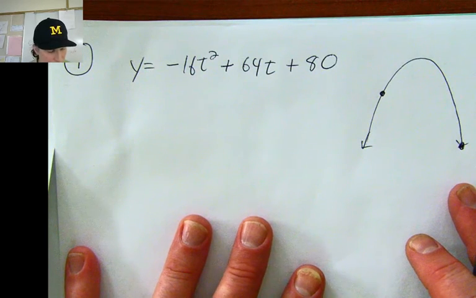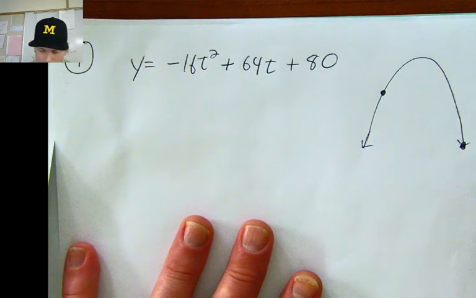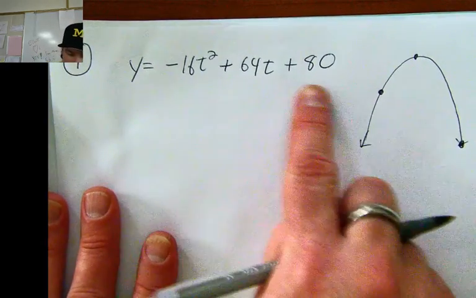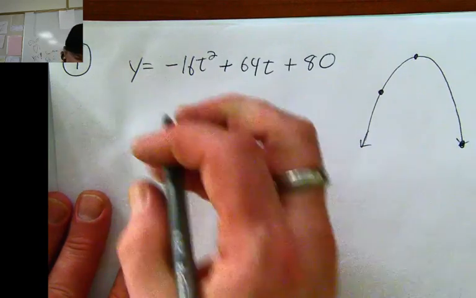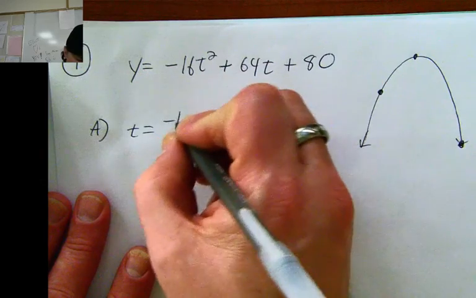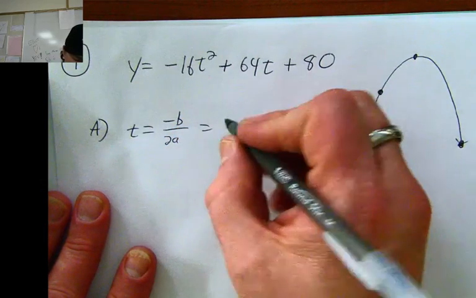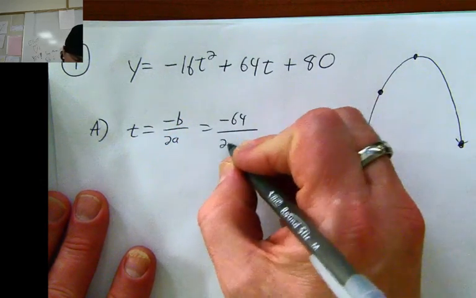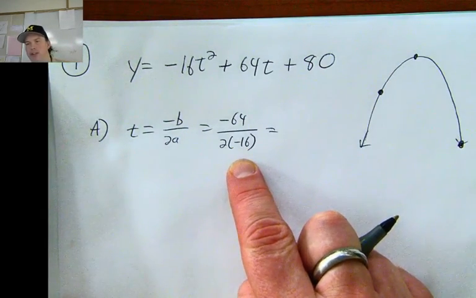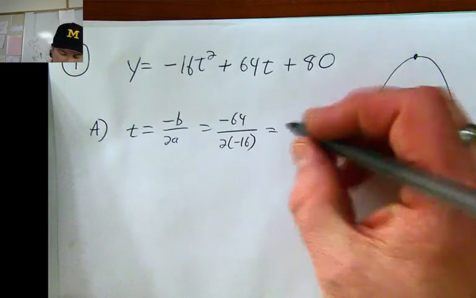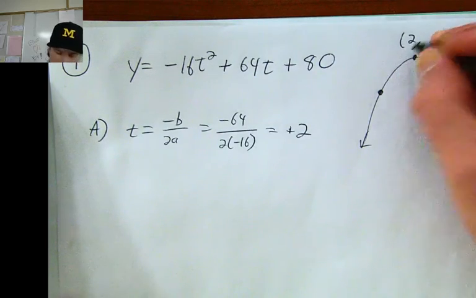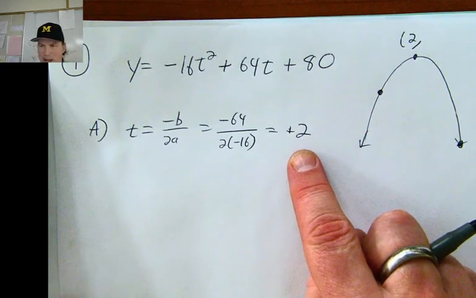Okay, part A, when will the object reach the maximum height? That is at the vertex. And when I have an ABC type standard form problem, I use negative b over 2a. So in this case it's negative 64 over 2 times negative 16. 2 times negative 16 is negative 32. Negative 64 divided by negative 32 is positive 2. So I know that it takes 2 seconds to reach that maximum height.